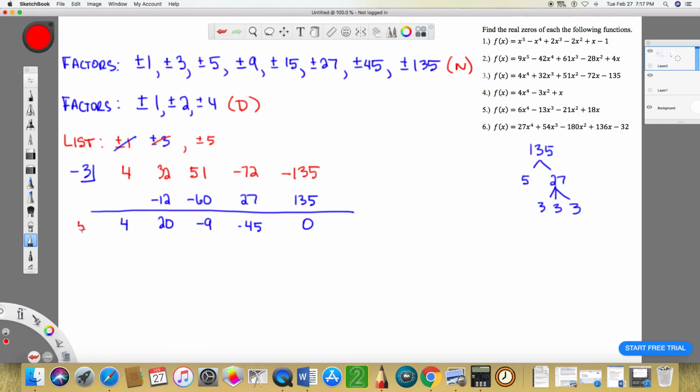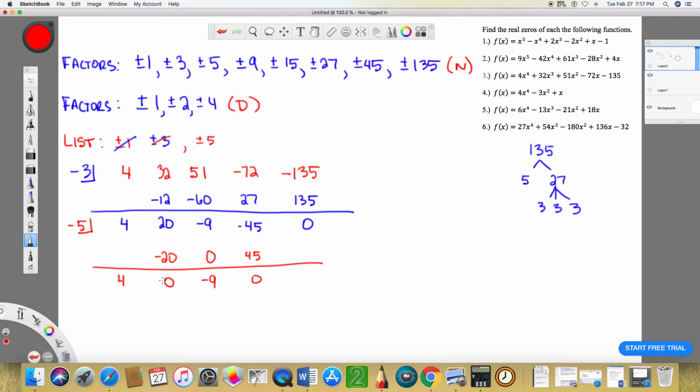All right, so let's check 5. So this comes down. That's not going to work. Because look how big that is, that's not going to work. Let's check negative 5. Hey, hey, hey. We did it. It works. And now we're down to a quadratic.